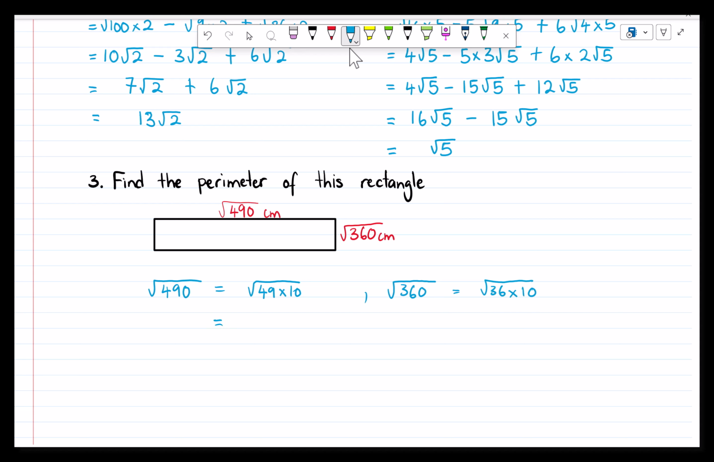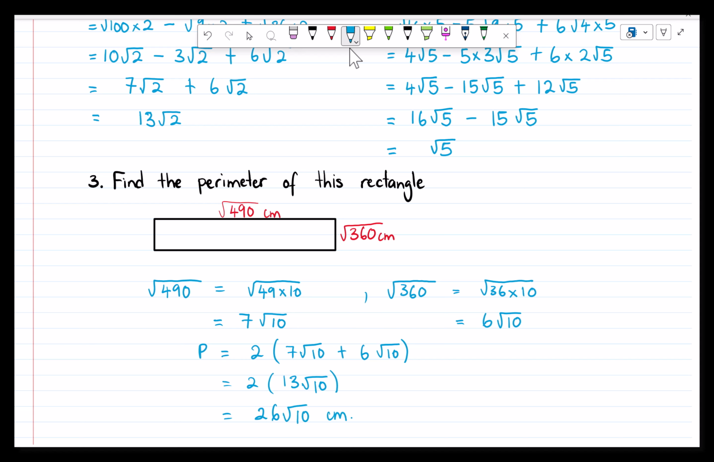The square root of 49 times 10 gives us 7 root 10, and the square root of 36 times 10 gives us 6 root 10. Now to find the perimeter, we say P, denoting perimeter, is equal to 2 multiplied by 7 root 10 plus 6 root 10. And we get 2 multiplying 7 plus 6, that is 13, so that is 13 root 10. And now we multiply 2 times 13, and that gives us 26 root 10 centimeters. That is the perimeter of this rectangle.